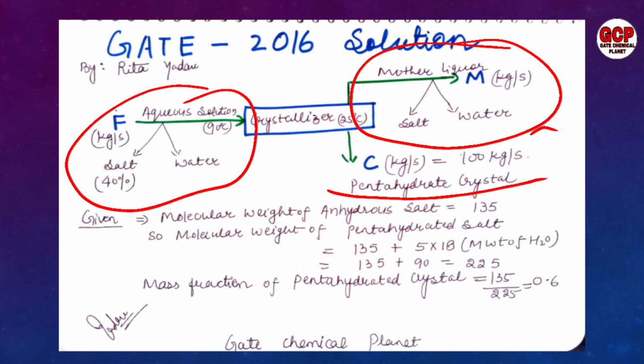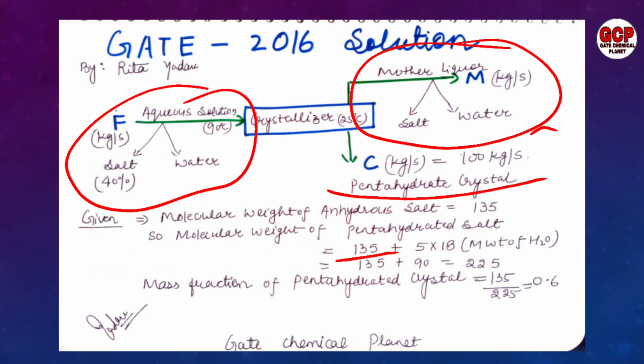So first we write the molecular weight of the anhydrous salt plus 5 molecules of water, and the molecular weight of 5 molecules of water is 5 into 18, because the molecular weight of water is 18 for 1 molecule, and in the pentahydrated crystal 5 molecules of water are present. In this way we calculate the molecular weight of the crystals separated out, which is 135 plus 90, so it will be 225.